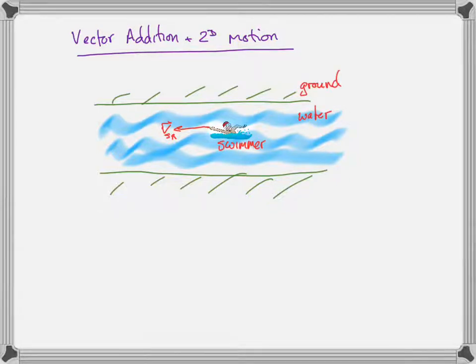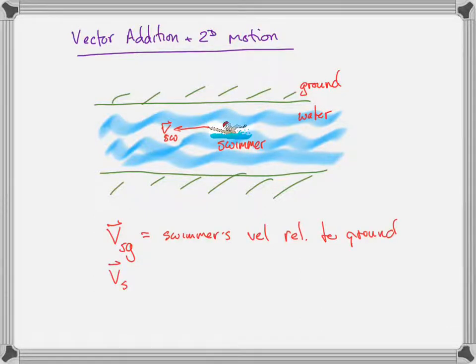So if the swimmer is swimming at v swimmer relative to water, V_SW, how fast is the swimmer swimming relative to the ground? I'll just call that V_SG, the swimmer's velocity relative to the ground or the shore. And V_SW is the swimmer's velocity relative to the water.